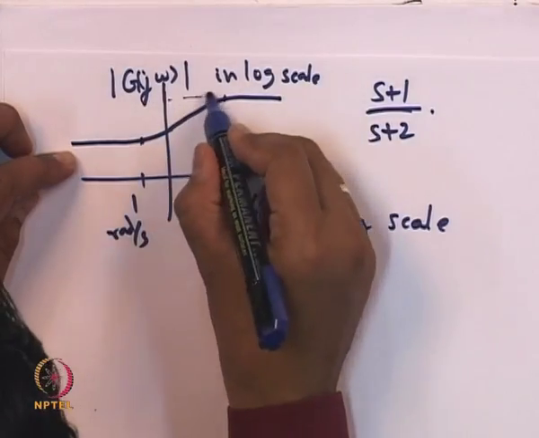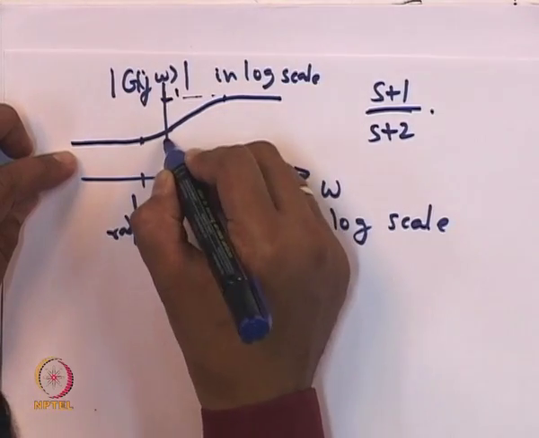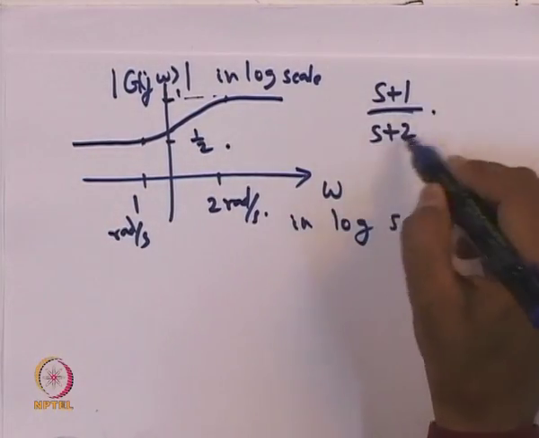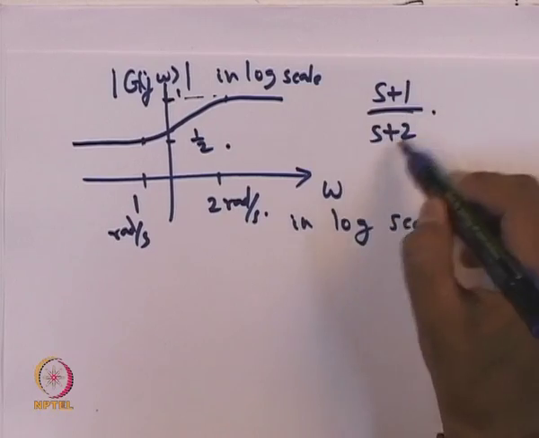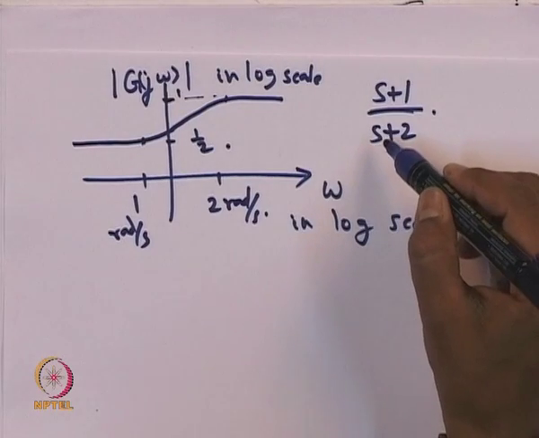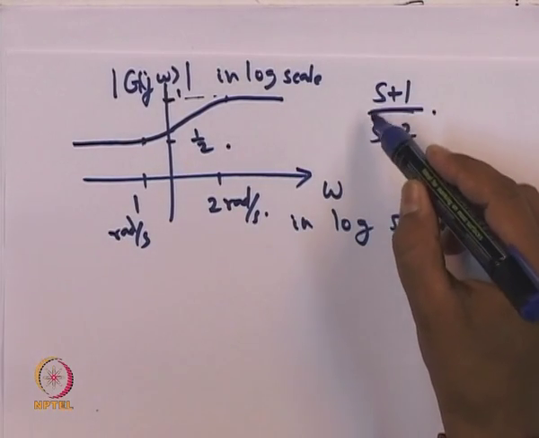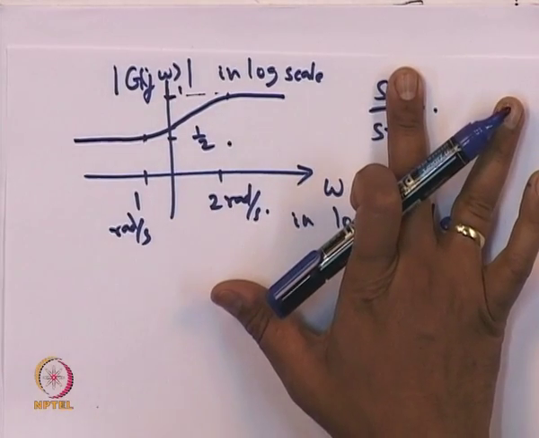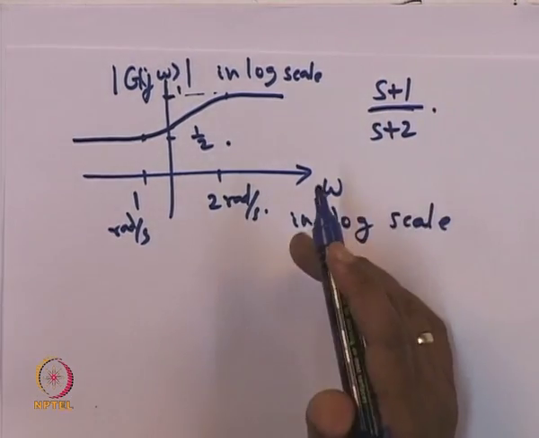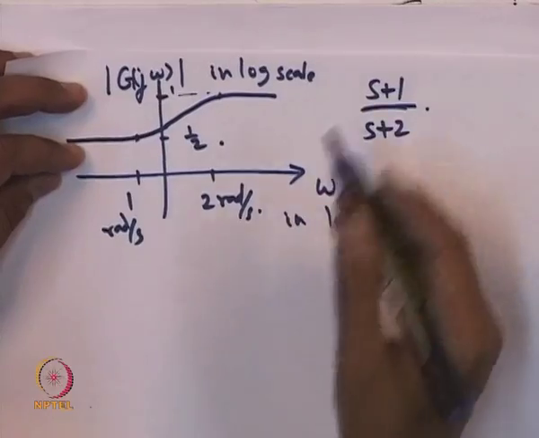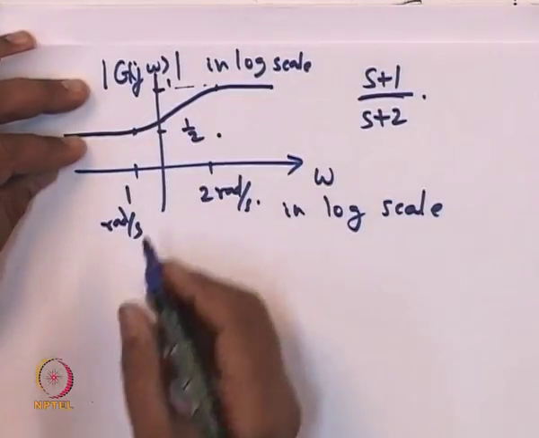Notice that the peak value is equal to 1, which is 0 dB, and the low value corresponds to 1 by 2. Now, for s equal to 0, which is the DC gain, this gain is 1 by 2. And as s tends to infinity, which is the gain at very high frequencies, this is equal to 1. As s tends to infinity, the constant terms do not play a role because the leading coefficients are equal, and hence it tends to 1. The degrees are also the same. It is biproper. The numerator and denominator degrees are equal to each other. So, the max is 1.